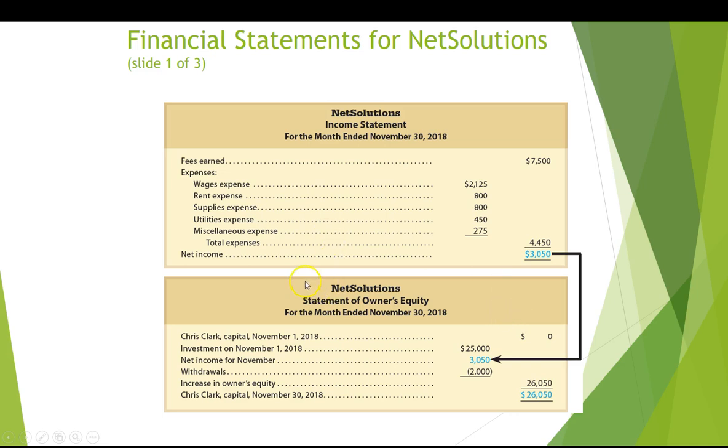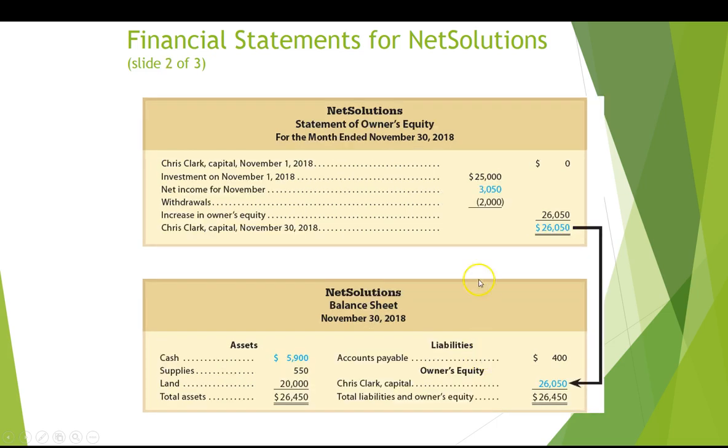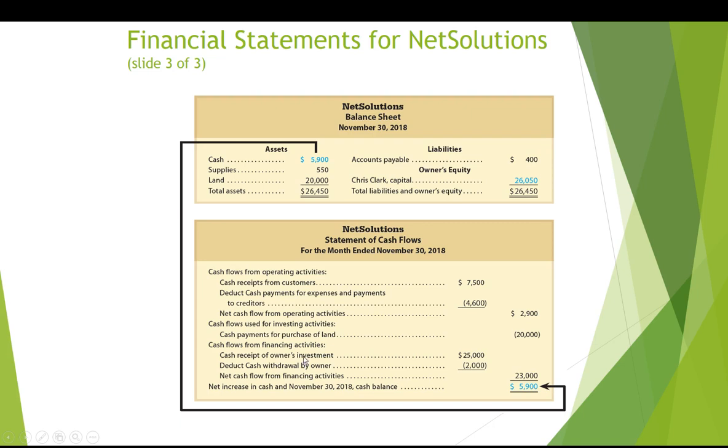Okay, so let's look through this again and see why we go in this order. We calculated net income, and we needed that number to go on to our statement of owner's equity for net income. Then we needed the number from the ending of statement of owner's equity to flow through for our ending capital on the balance sheet. This ending cash number, $5,900, can be seen as our ending cash balance on our statement of cash flows.